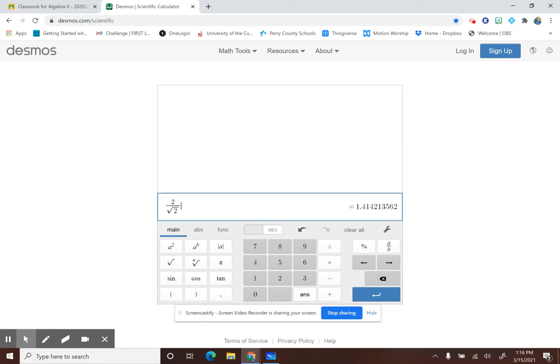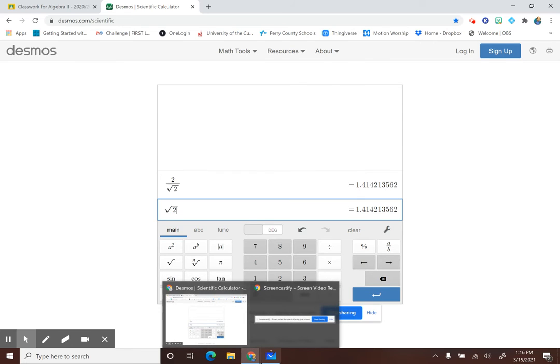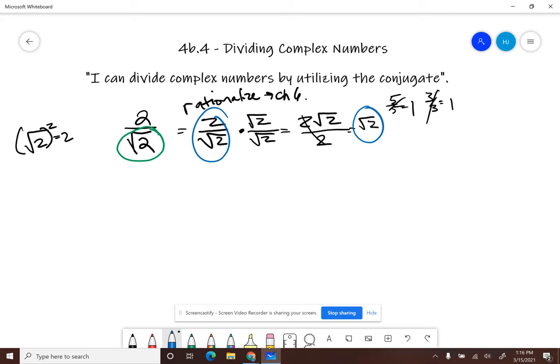1.414213562, right? You say, so what? Well, let's go ahead and do the square root of 2, and notice that I get exactly the same answer as I did a few minutes ago. So this, again, effectively rationalized this denominator. It got rid of having a denominator with a radical on it here at the bottom, okay?